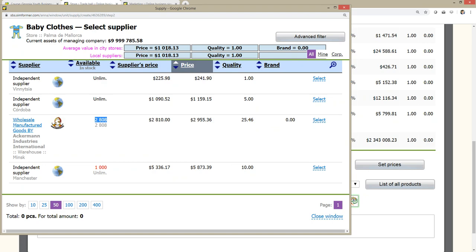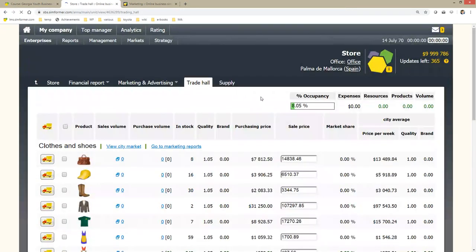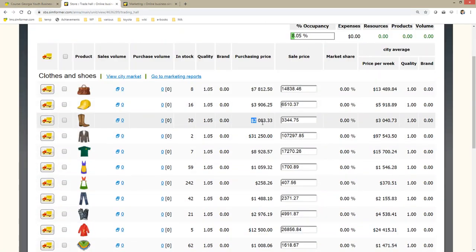And if we see the city averages, we can see that the cost of this product would be strongly exceeding the average sales price, which means it's hardly worth buying this good because it will be difficult to sell. So as you can see, we have to take into consideration the purchasing price and then the selling price. That is where your profit is.